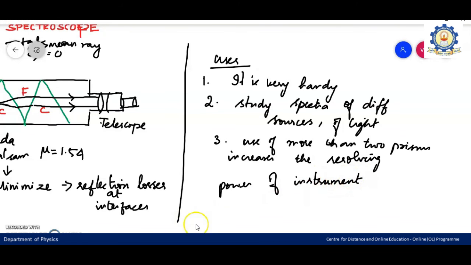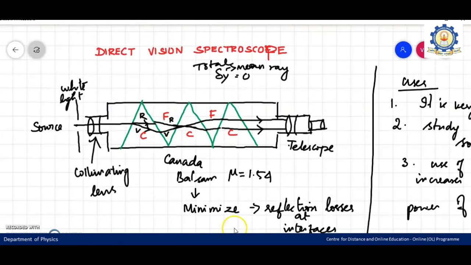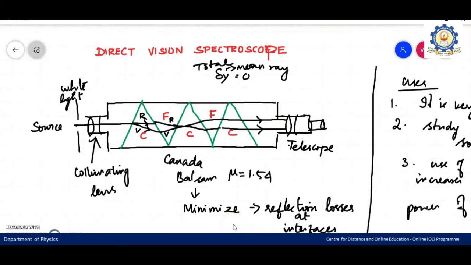Let me summarize once again. A direct vision spectroscope is an application of achromatic combination of prisms, the second category, dispersion without deviation. So we have to make the total deviation of the mean ray 0. It consists of 3 crown glass prisms and 2 flint glass prisms. They are oriented at specified angles in opposite directions. They are placed in a metal tube.